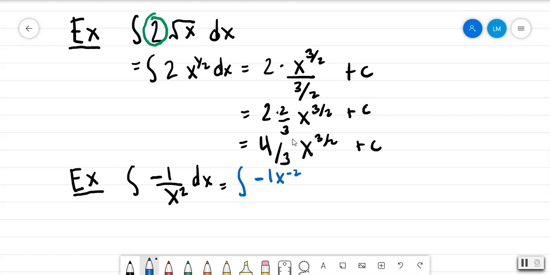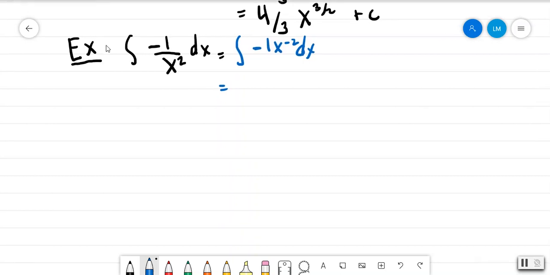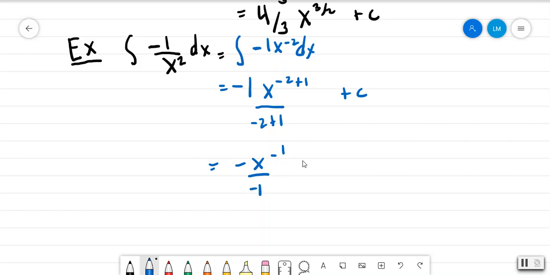We'll continue this one, and this is going to equal negative 1 times x to the negative 2 plus 1, all divided by negative 2 plus 1, and then plus c. So this gives us minus x to the negative 1 divided by negative 1, plus c.